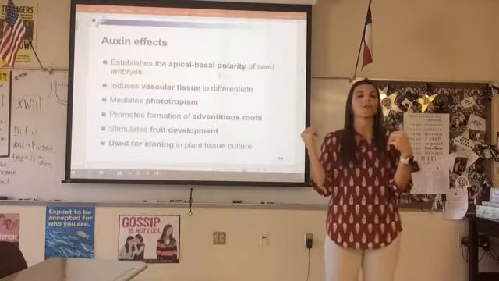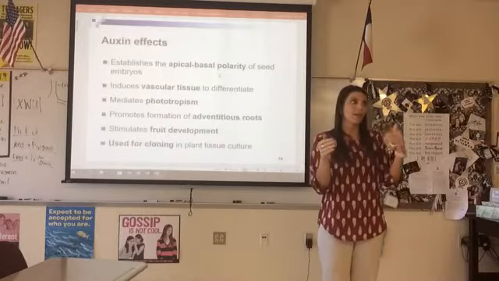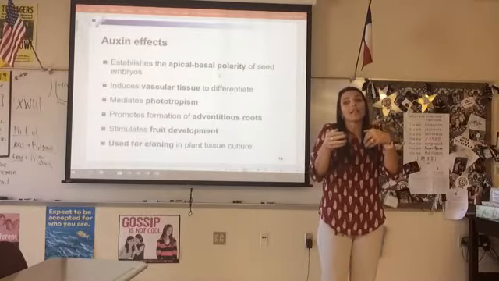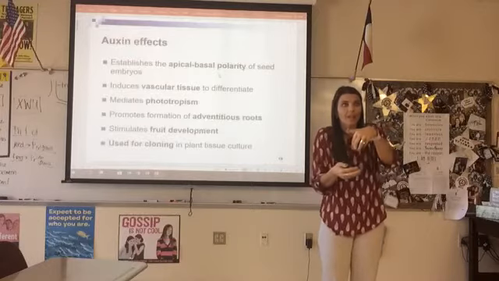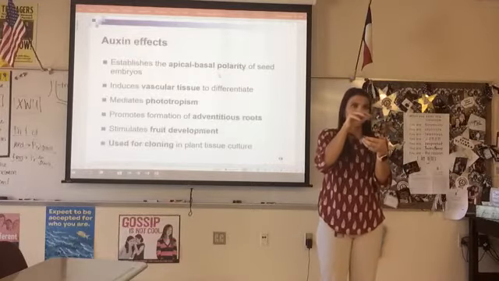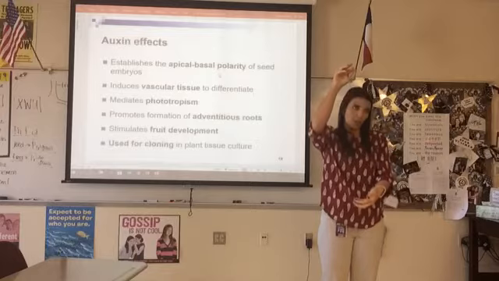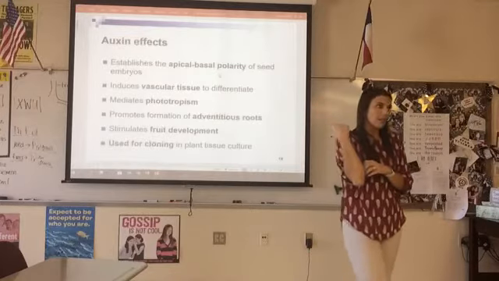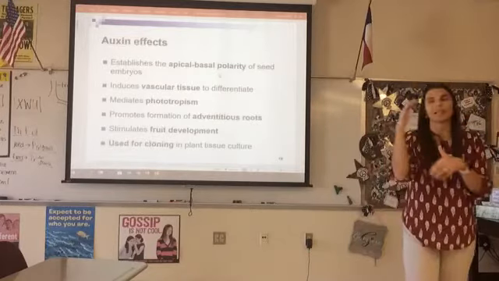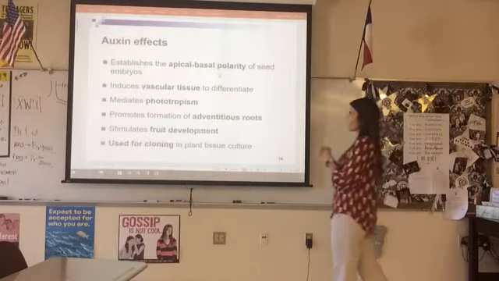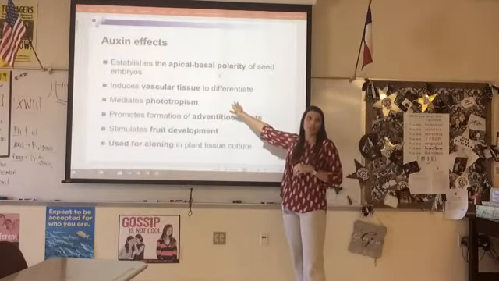So the apical and basal polarity, apical means the top, basal means the bottom. If you put the seed in there upside down and backwards, that seed will rotate itself around so that it grows the way that it's supposed to grow. So when a seed has apical and basal polarity, that means it knows which part is the top, which part is the bottom. It induces the differentiation of vascular tissue.